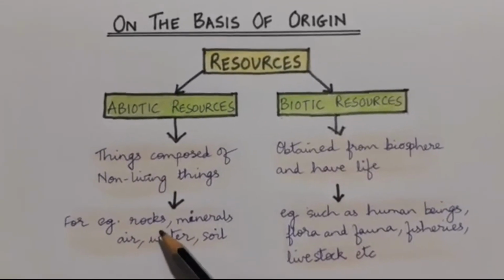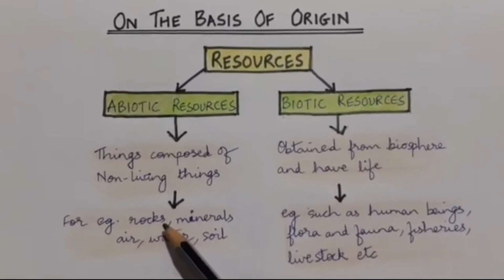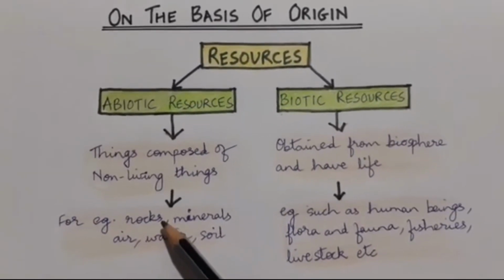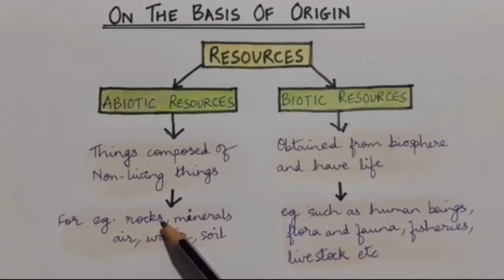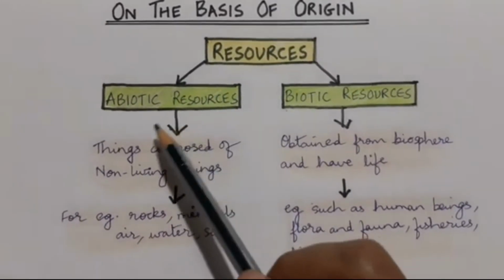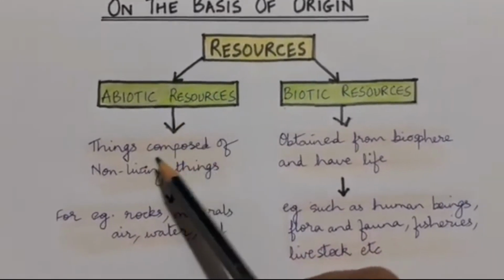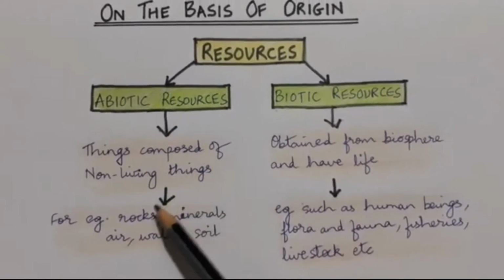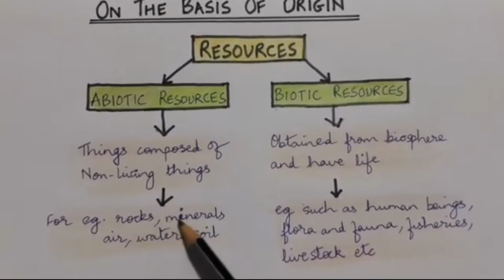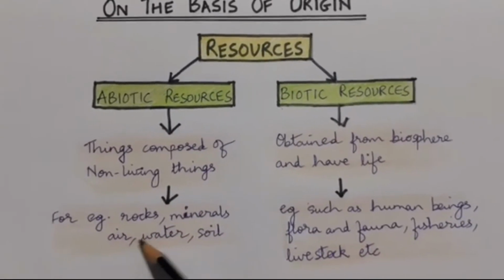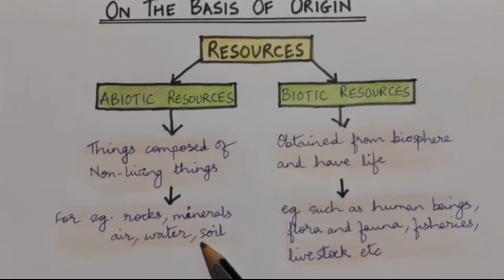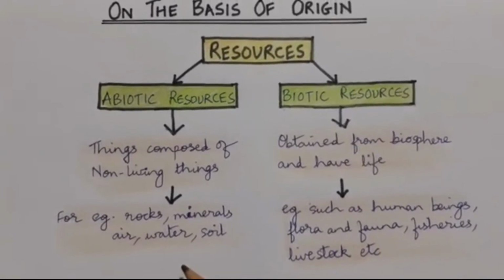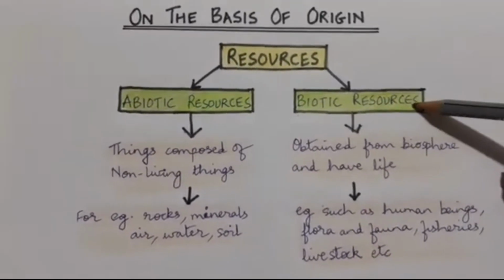So what is the definition of abiotic resources? Abiotic resources are all those things which are composed of non-living things such as rocks, minerals, air, water, and soil. Okay. Now coming to biotic resources.